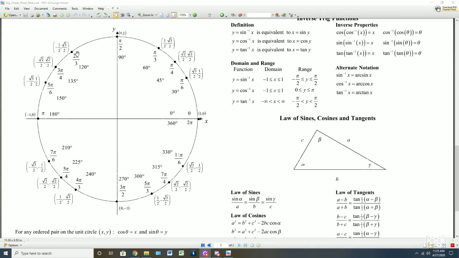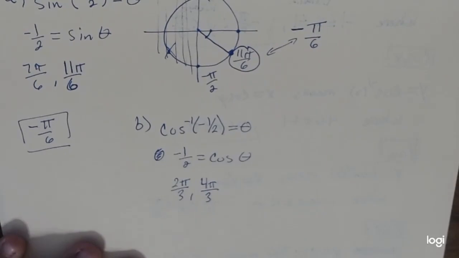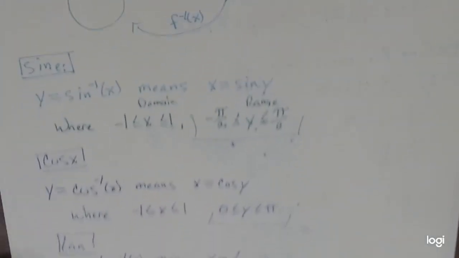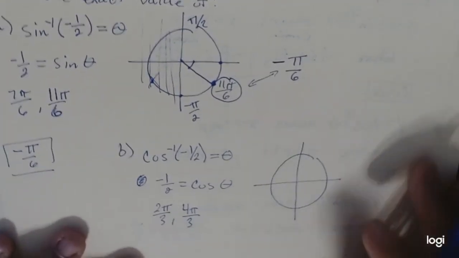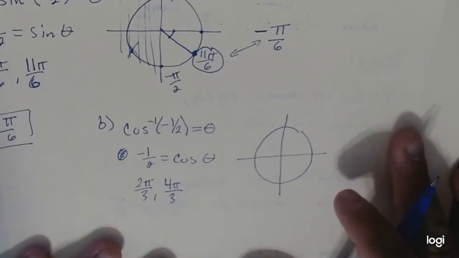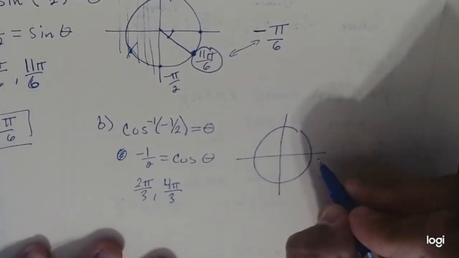Again, remember cosine is the x value, so it's right here. So it's 2 pi over 3. That's one of them, and the other one is down here, 4 pi over 3. Okay. Now we go back to our ranges. Cosine is bounded between 0 and pi. So if we make the circle again, we go from 0 to pi.